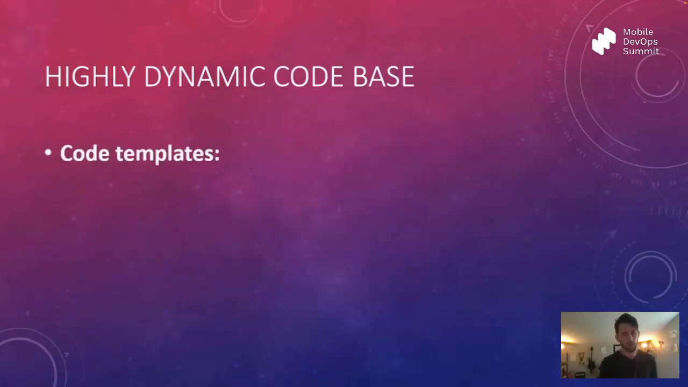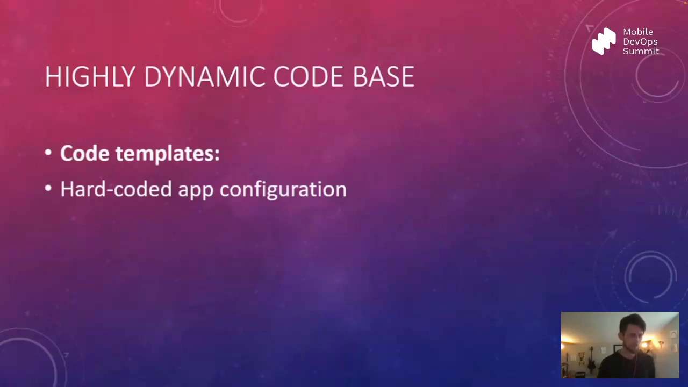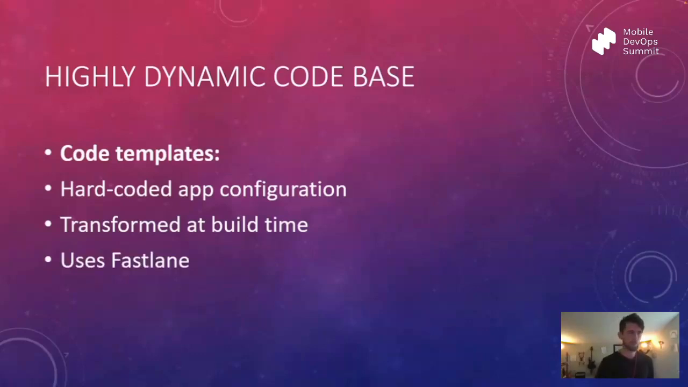So the code templates, these are things like the bundle ID for the app, or an OIDC client secret, all these things that you would need to bake into your app. Since we're doing it over 100 times, we use templates. And these templates get transformed at build time, depending on which app we're building. And we do this using Fastlane. And Fastlane is a huge part of our process.